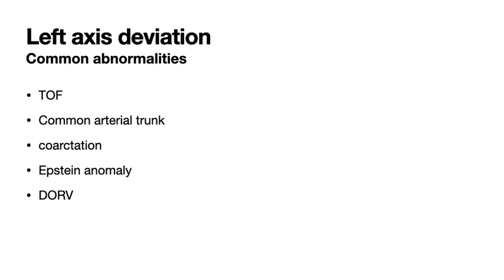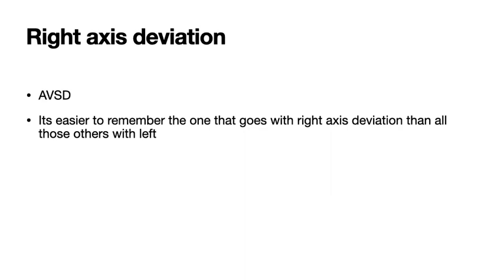Now, when you have left axis deviation, and left axis deviation is more common than right, it accounts for a whole bunch of things, including tetralogy of Fallot, common arterial trunk, coarctation, Epstein anomaly, double outlet right ventricle, so a whole bunch of stuff. Whereas right axis deviation, which does not occur as much, is typically associated with an atrioventricular septal defect.